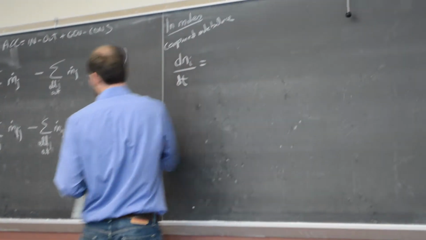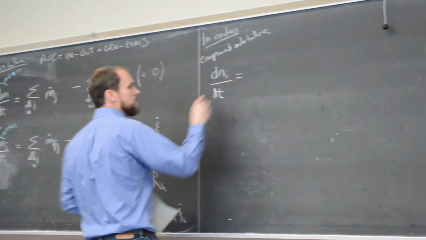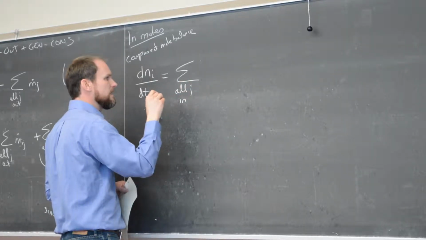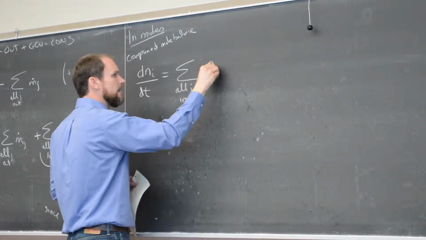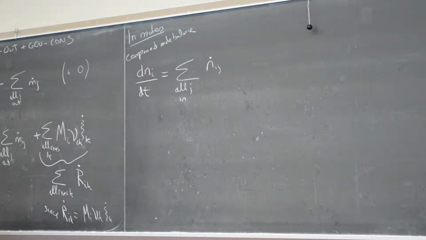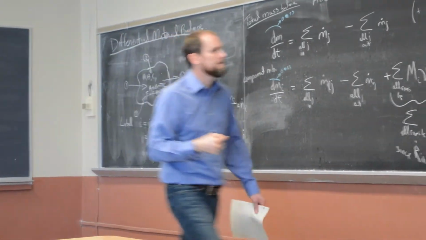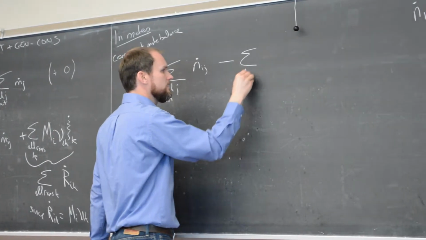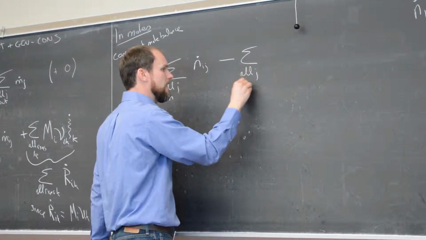It's going to be the sum of all the flow rates in, sum over all streams j in, n dot ij. So that's the moles of species I in stream j coming in. I'm going to subtract the outs. Subtract over all j out, n dot ij.